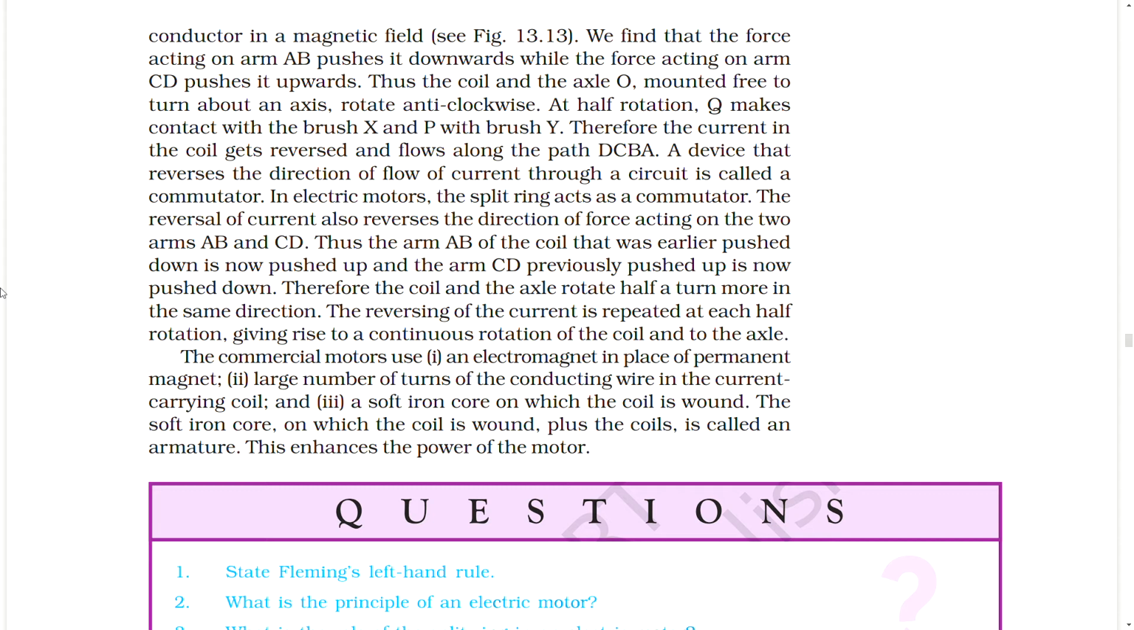The commercial motors use: 1. An electromagnet in place of permanent magnet. 2. Large number of turns of the conducting wire in the current carrying coil. And 3. A soft iron core on which the coil is wound. The soft iron core on which the coil is wound plus the coil is called an armature. This enhances the power of the motor.